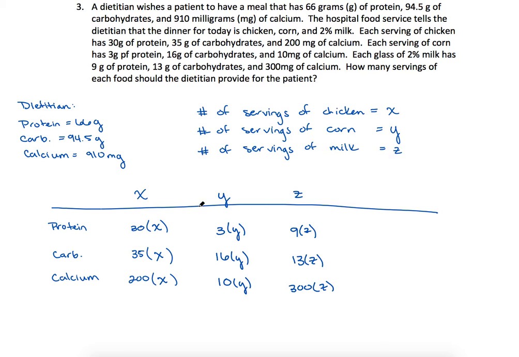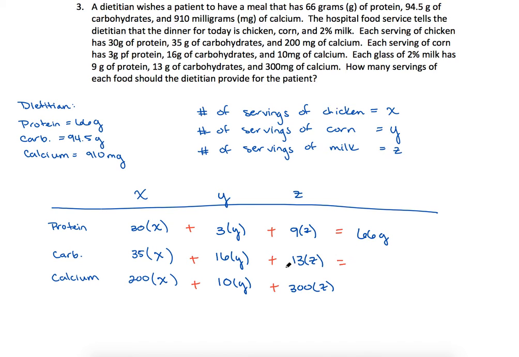Okay, so what we need to do is make sure we give our patient the correct combination of the correct servings of chicken, corn, and milk, so that when we combine the number of servings of each of these food items, the patient has the correct total number of protein, carbs, and calcium. So in total, in this first row, we need to make sure that the patient is going to get 66 grams of protein, okay?